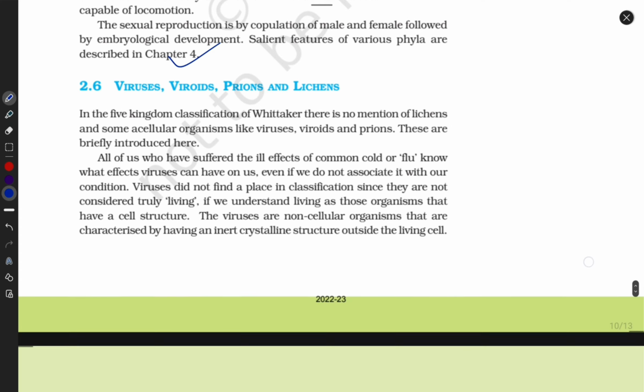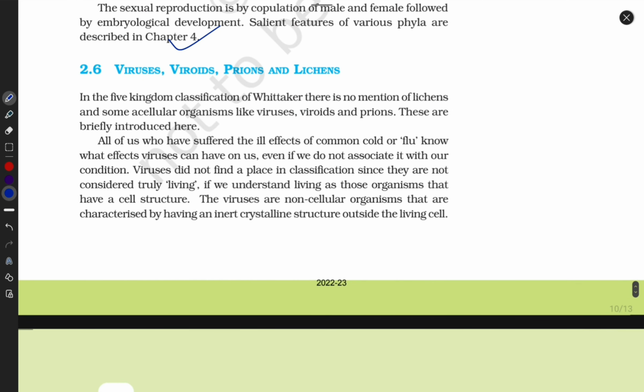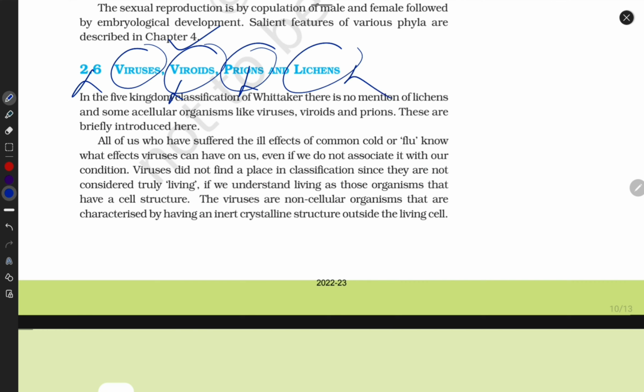Now virus, viroid, prion and lichens. Guys, this is a one-mark question. They don't follow R.H. Whittaker's five kingdom theory. They are exceptions. Viruses are the connecting link between non-living and living things. Outside they act non-living, like dead, but if they reach a body, they live. They infect both plants and animals.